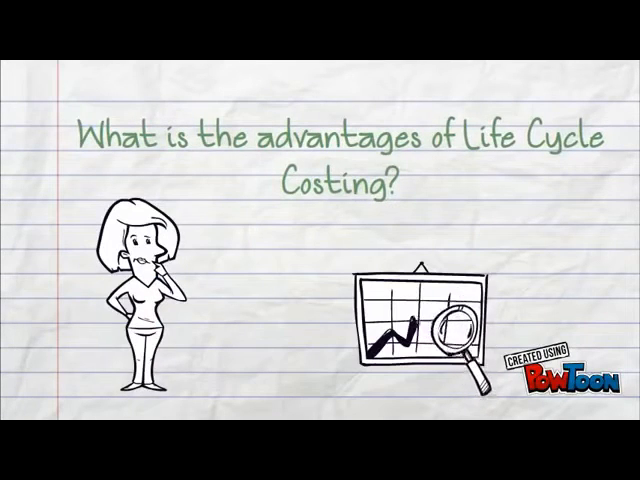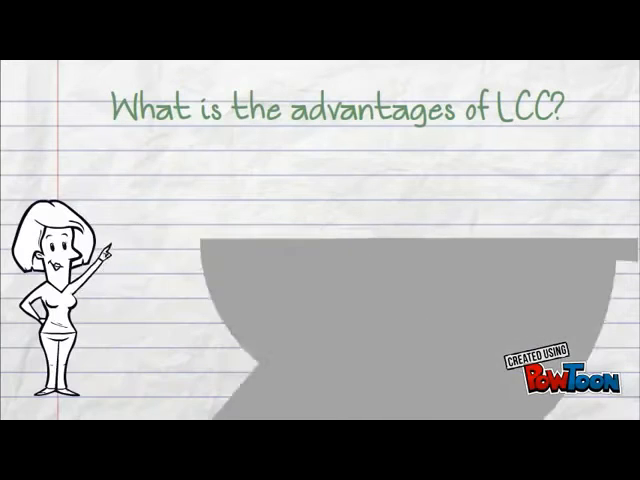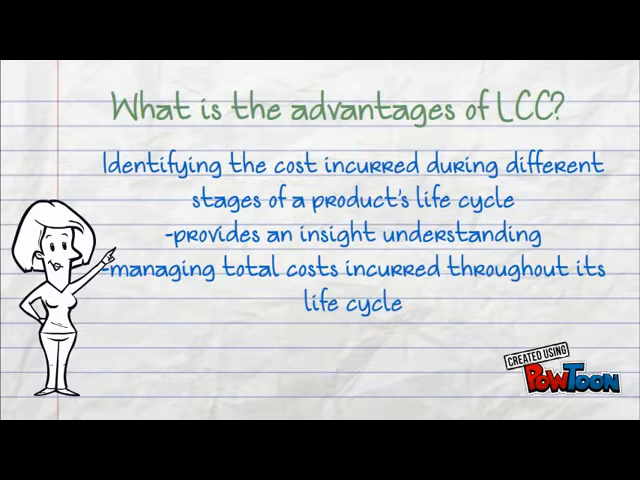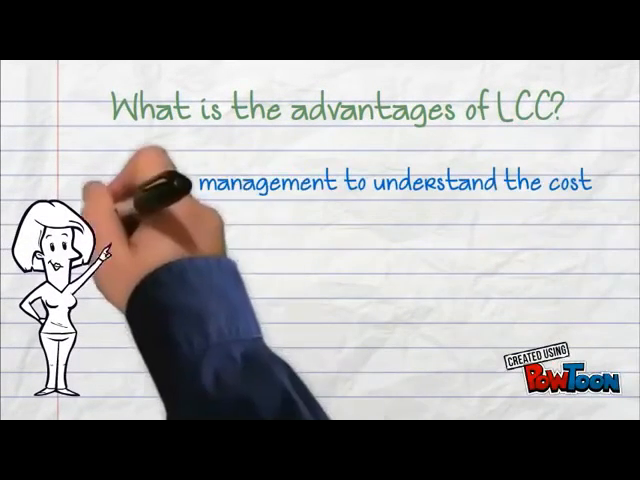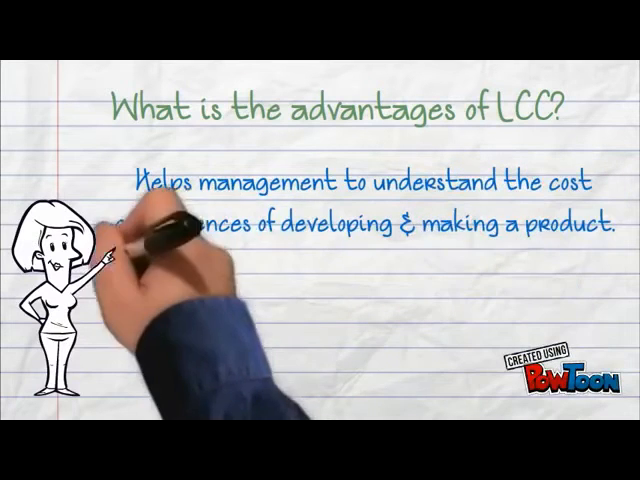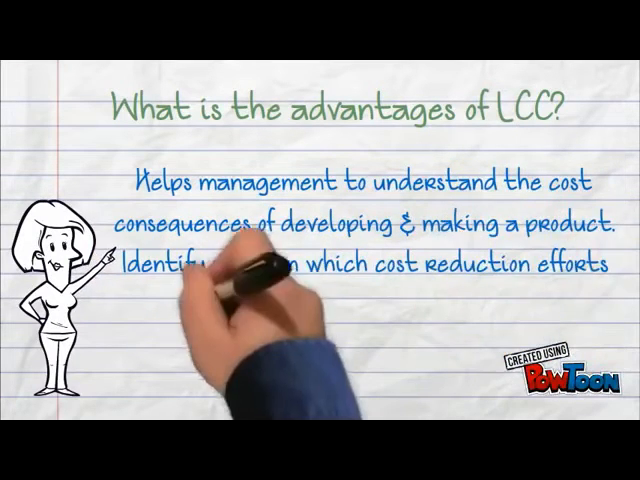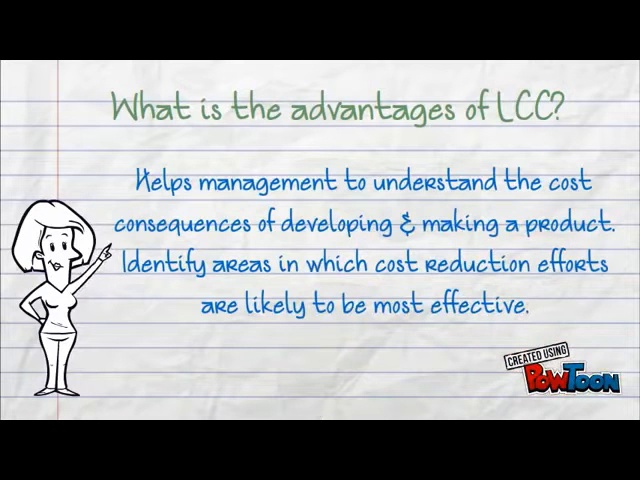What are the advantages of life cycle costing? There are a few advantages. Firstly, identifying the costs incurred during the different stages of the product's life cycle provides an insight into understanding and managing the total costs incurred throughout its life cycle. In particular, life cycle costing helps management to understand the cost consequences of developing and making a product and to identify areas in which cost reduction efforts are likely to be most effective.